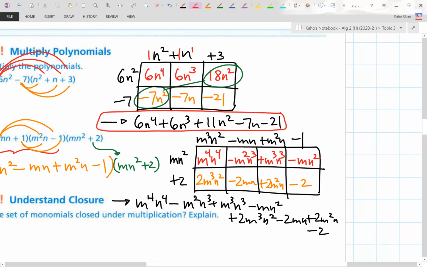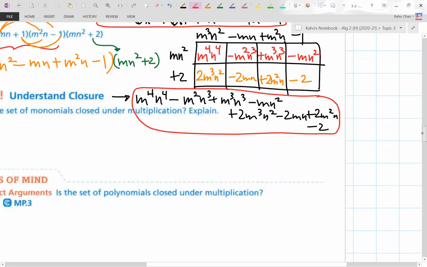Wow, there it is. That's quite a mess. Whew.